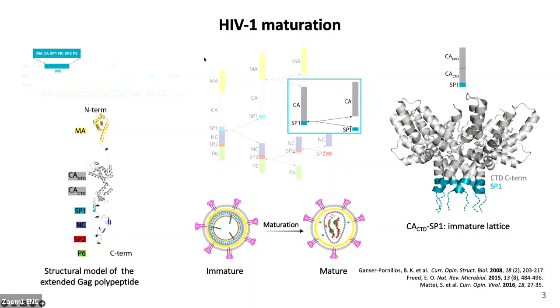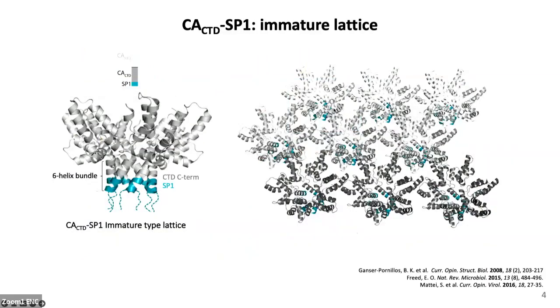We are studying the last step of this maturation, which is the CA-SP1 maturation switch. Our protein is the C-terminal domain of the capsid protein, along with SP1, which is a 14 residue polypeptide. I'm going to call the protein CA-CTD-SP1 from now on in my talk.